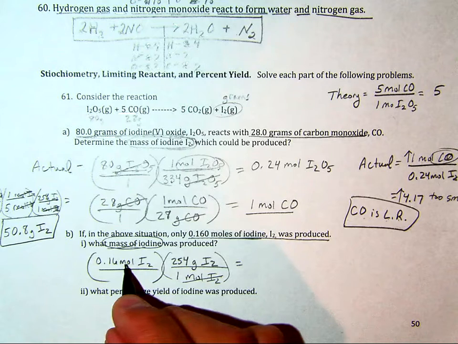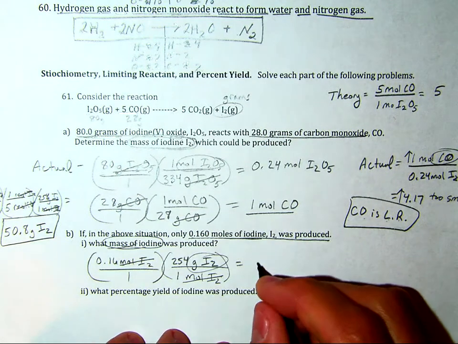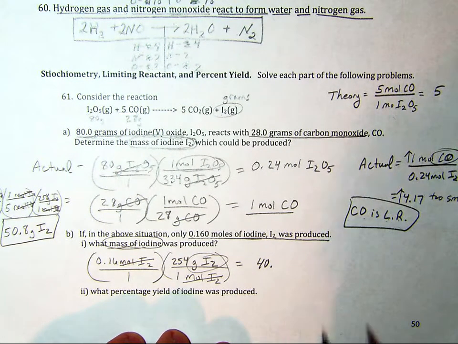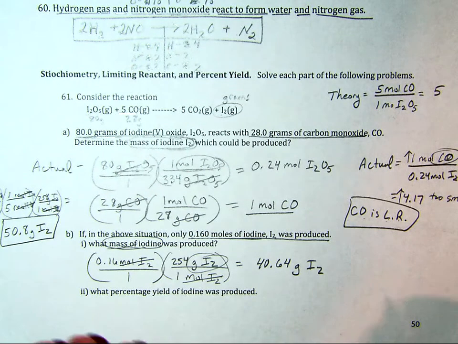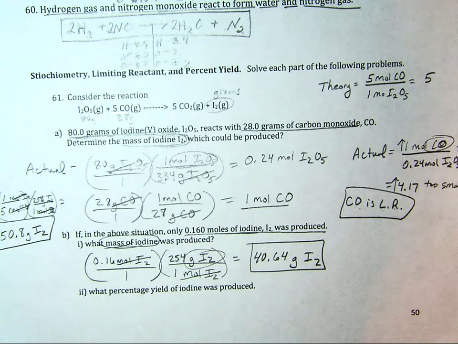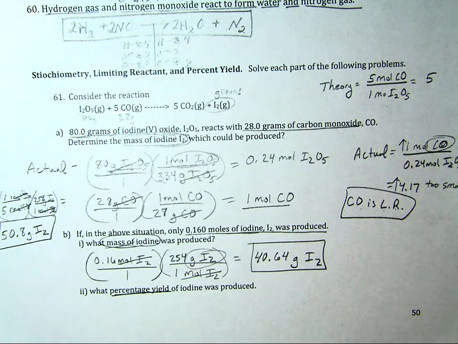Okay, now my moles of iodine cancel out, so I'm going to cross out those units. Now all we have to do to get grams of iodine is times these top two numbers together. So 0.16 times 254 is 40.64, and my units are grams of I2. And so that's my answer. That's how much was actually formed. Now let's go to the second part of B. It says, what percentage yield of iodine was produced?